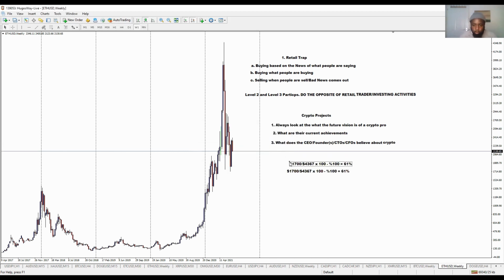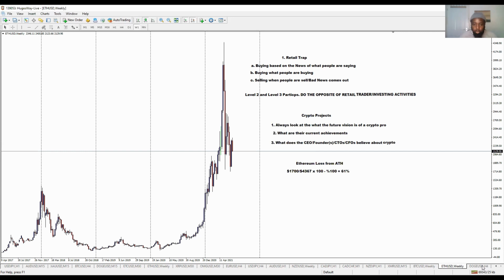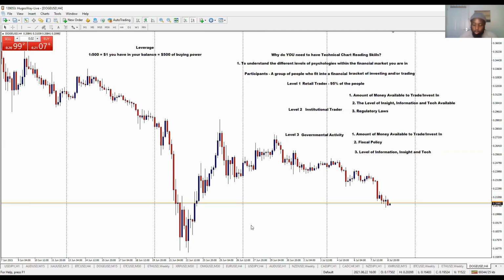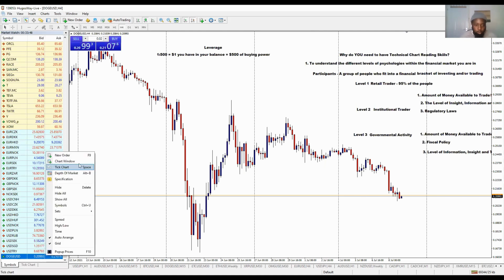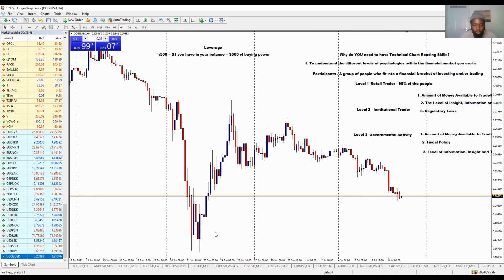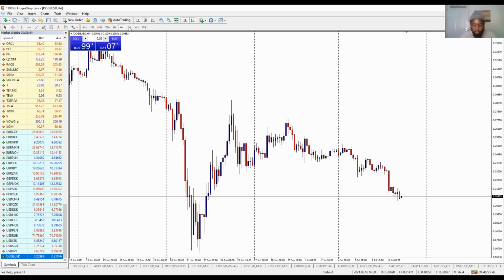This is for Ethereum, Ethereum's loss from the all-time high, ATH for short. Now I'm going to compare this to another project. Why am I doing this? You'll see in a moment. Now, if I go to Dogecoin, I'm going to have to open up another chart of Doge because I've done a lot of writing on here. So let's open up another one. Here we go, here's a Doge chart for us.